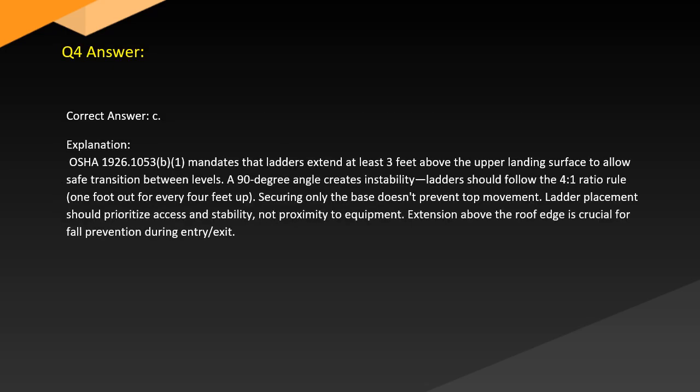Answer. Correct answer: C. Explanation. OSHA 1926.1053(b)(1) mandates that ladders extend at least 3 feet above the upper landing surface to allow safe transition between levels. A 90-degree angle creates instability. Ladders should follow the 4:1 ratio rule, 1 foot out for every 4 feet up. Securing only the base doesn't prevent top movement. Ladder placement should prioritize access and stability, not proximity to equipment. Extension above the roof edge is crucial for fall prevention during entry and exit.